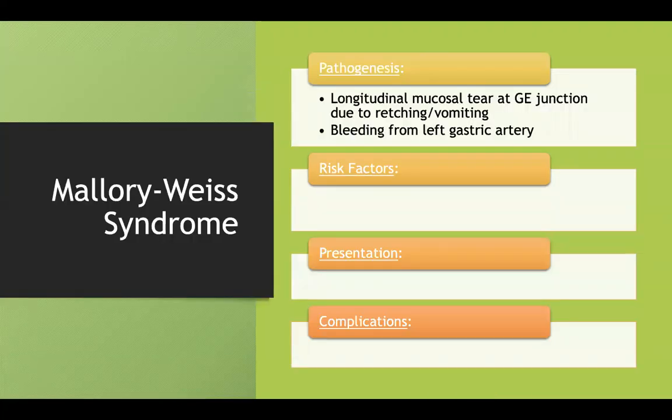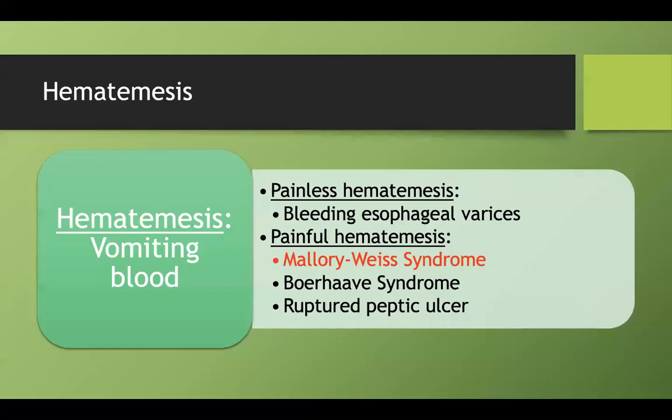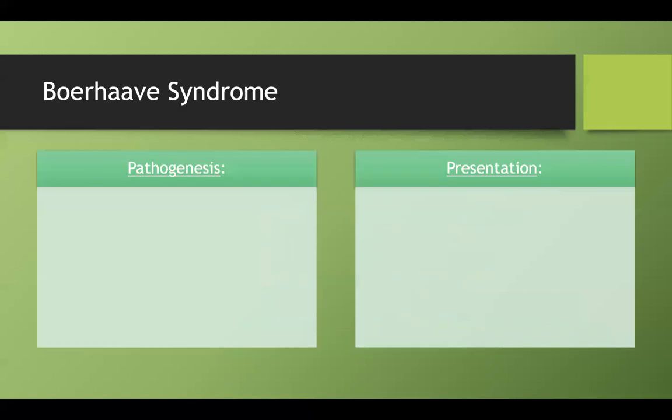The risk factors for Mallory-Weiss, because it's a tear due to prolonged retching or vomiting, it kind of makes sense that the risk factors are going to be people who use alcohol excessively, especially binge drinkers, as well as people who have bulimia nervosa. And the presentation, as we discussed, is a painful hematemesis. And this can increase your risk of Boerhaave syndrome. So it's a good time to talk about Boerhaave syndrome now.